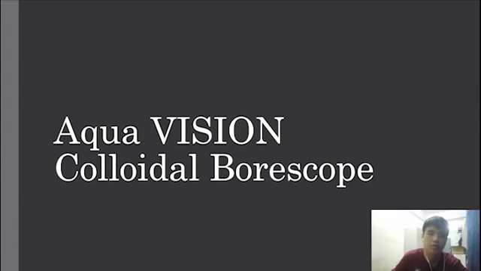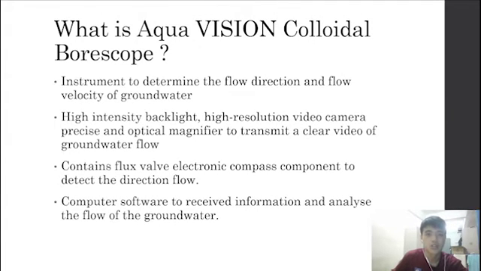Now I'm going to continue presenting about the method to measure the groundwater flow. The method is the Aquavision Colloidal Borescope. The Aquavision Colloidal Borescope is an instrument to determine the flow direction and the flow velocity of the groundwater. It has a high intensity backlight, a high resolution video camera, and an optical magnifier to capture clear video of the groundwater flow. It contains a fluxgate electronic compass component to detect the direction of flow, and the information is received by the computer software, which analyzes the flow of the groundwater.